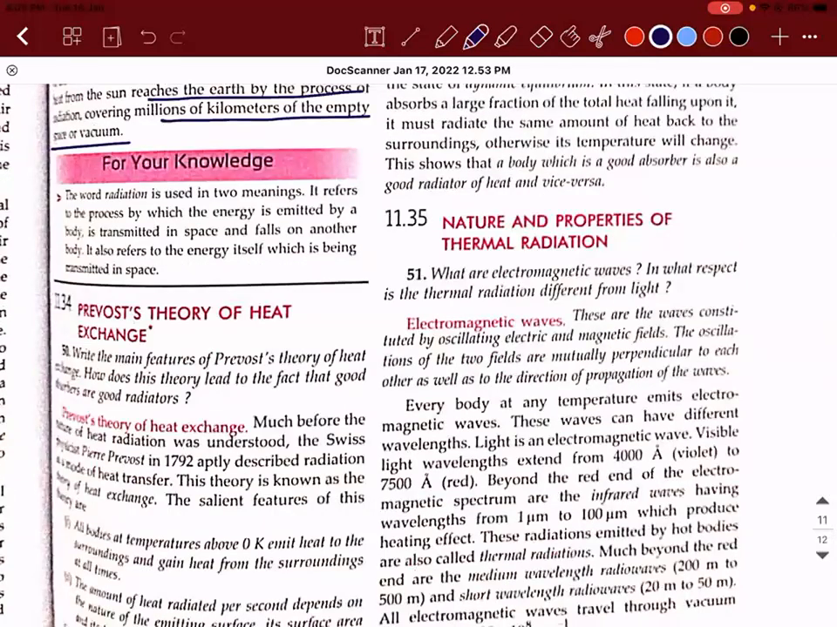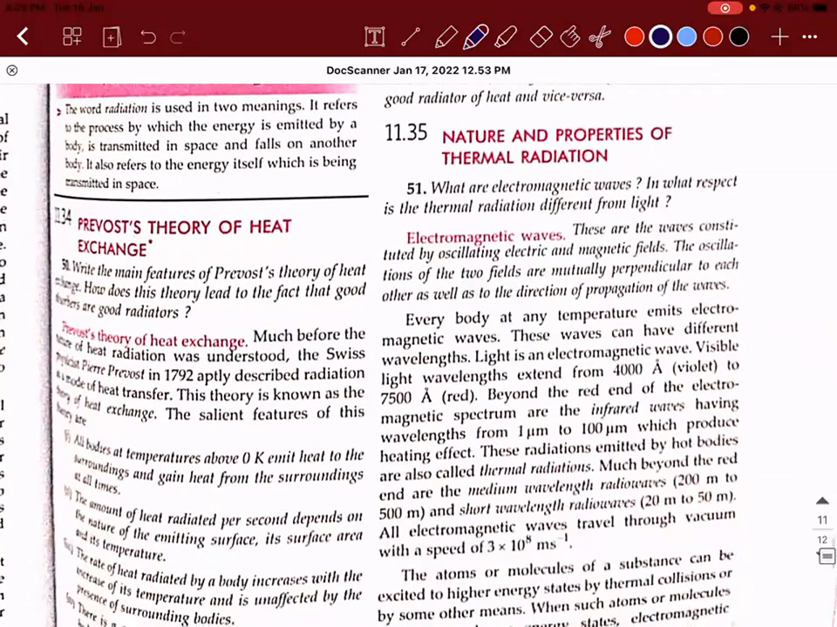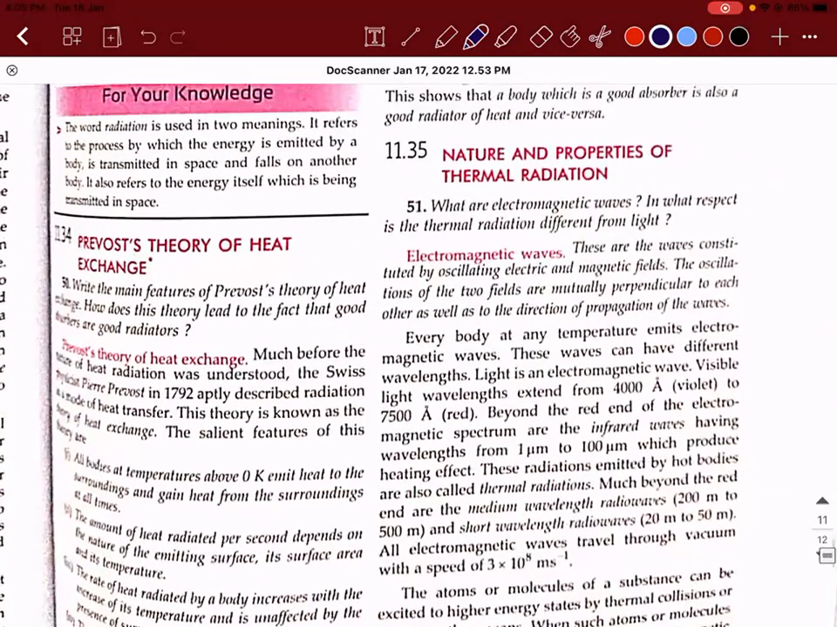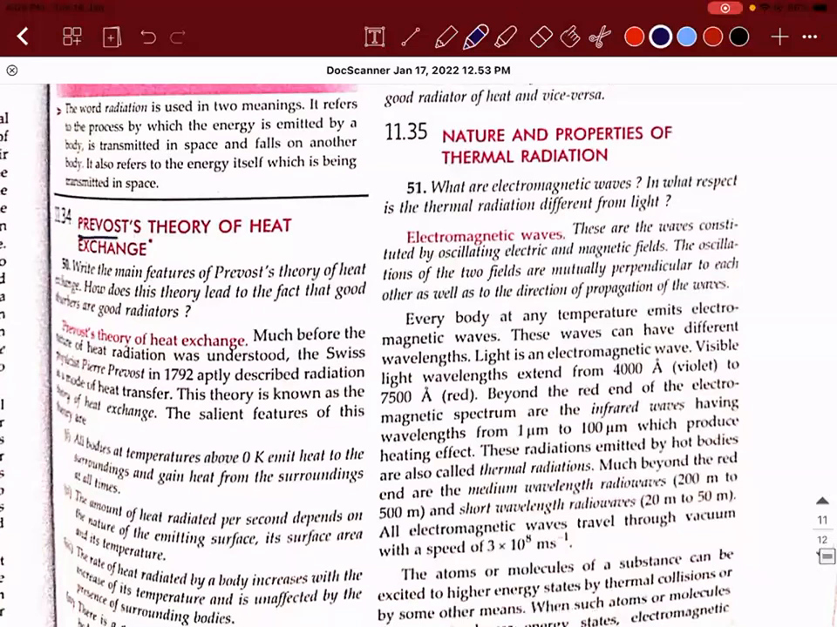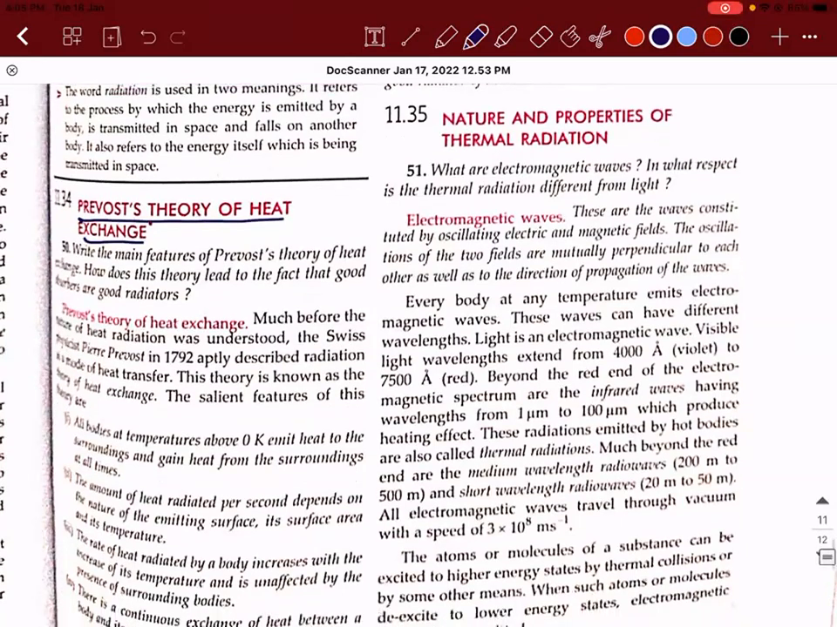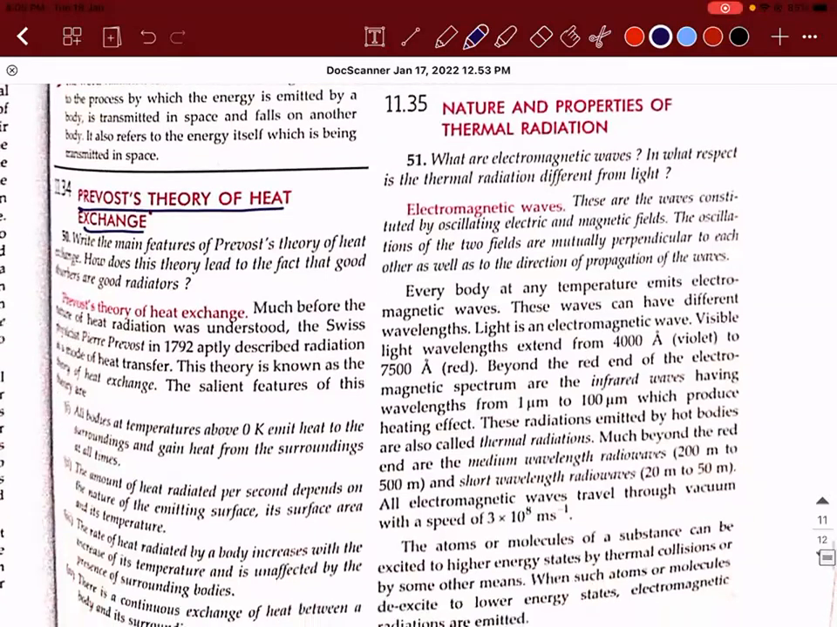Next, the concept that we need to understand is Prevost's theory of heat exchange. This theory mainly speaks about the fact that good absorbers are good radiators.